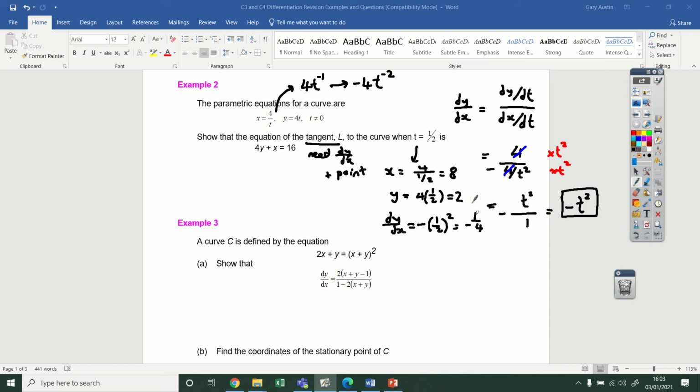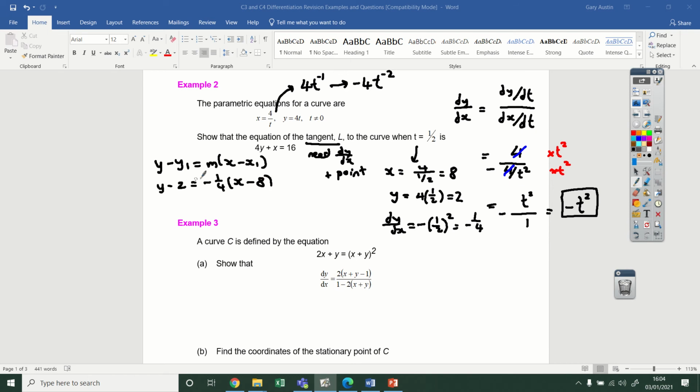Okay, so these are the 3 numbers that I need to work out the equation of my tangent. I'll write down the formula for it to remind you. So y minus y1 equals m times x minus x1. That's my point gradient formula. And then you stick the numbers in. So y minus, and then the y coordinate is 2, equals m is minus a quarter, and then the x value is 8.